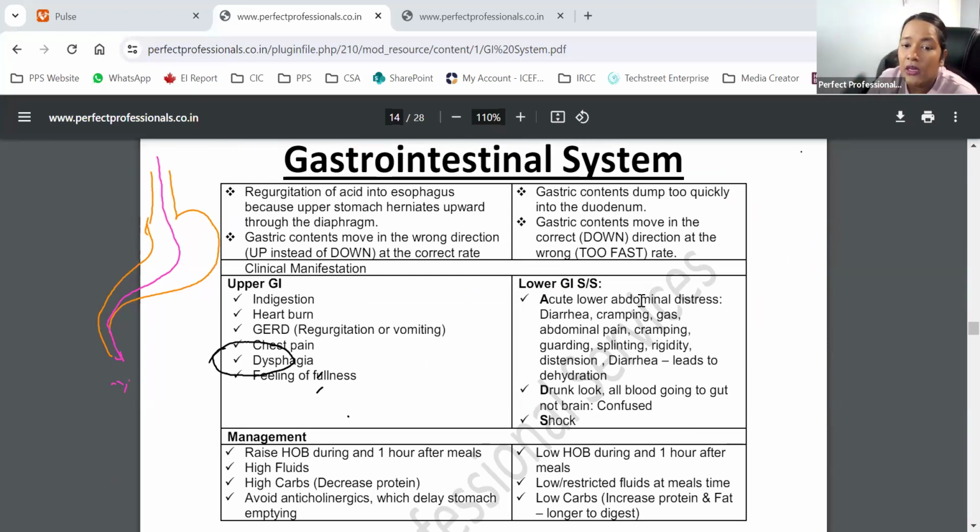Acute lower abdominal distress, diarrhea, cramping, gas, abdominal pain, cramping, guarding.